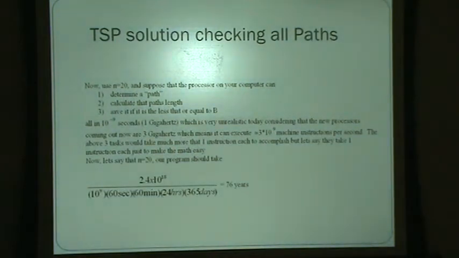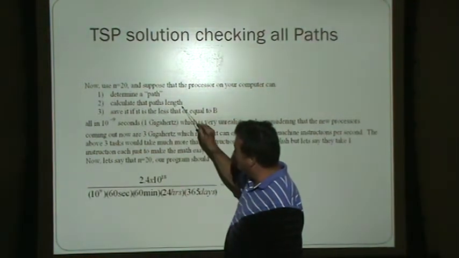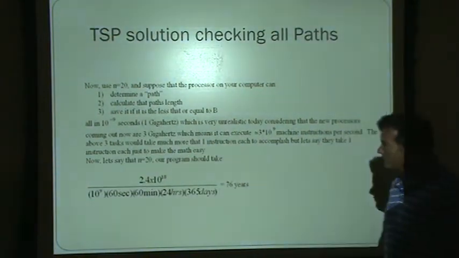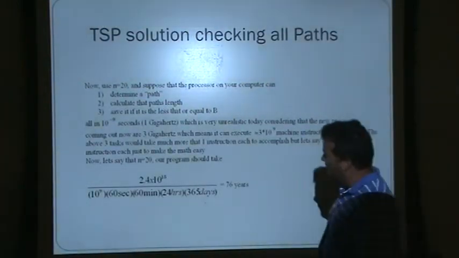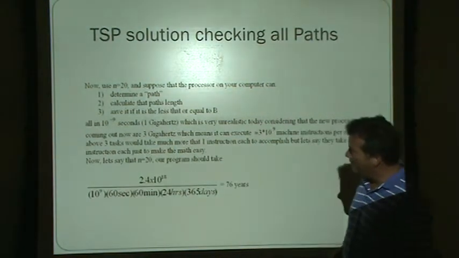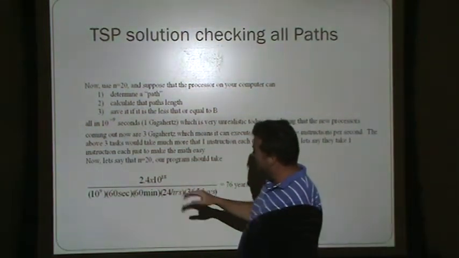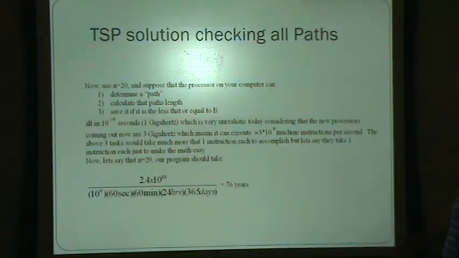So if we were to use that, let's say n is 20, suppose we had a processor that can determine a path, calculate its length, and save it if it is less than the best answer we have so far. Suppose it was able to do that all in 1 gigahertz. Now that's actually a lot of work. I'm actually trying to do one computation. Okay, so let's say it was able to do all of that in 1 gigahertz, which is very unrealistic today because processors are coming out at 3 gigahertz.